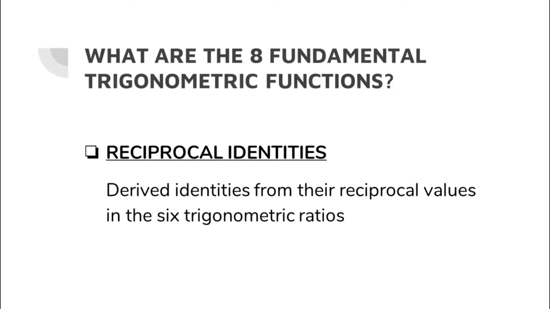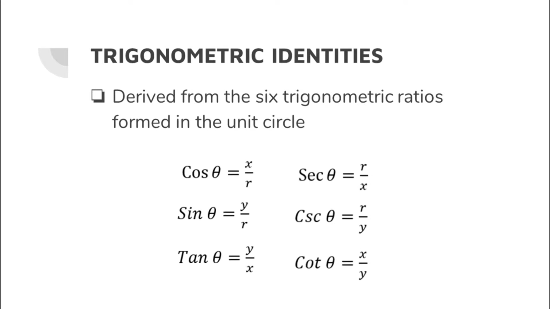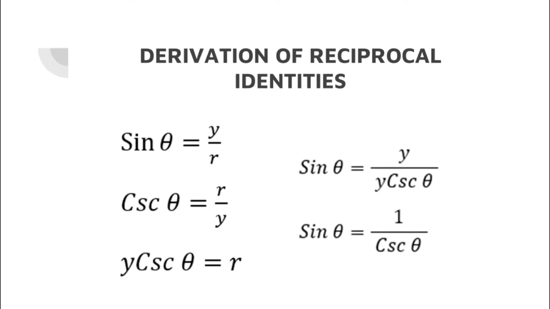Derive identities from the reciprocal values in the 6 trigonometric ratios. Derivation of reciprocal identities. Example, finding the reciprocal value of sine theta. Define it as y over r, cosecant theta as r over y. Define cosecant theta in terms of r, giving us y cosecant theta is equal to r. Substitute that value onto sine theta, which gives us sine theta is equal to y over y cosecant theta. Cancel like terms, this is y, and then we'll have sine theta is equal to 1 over cosecant theta.